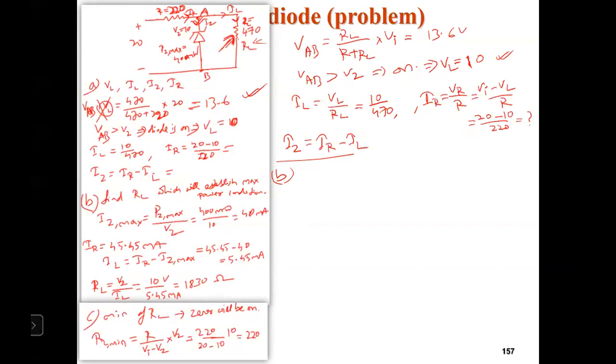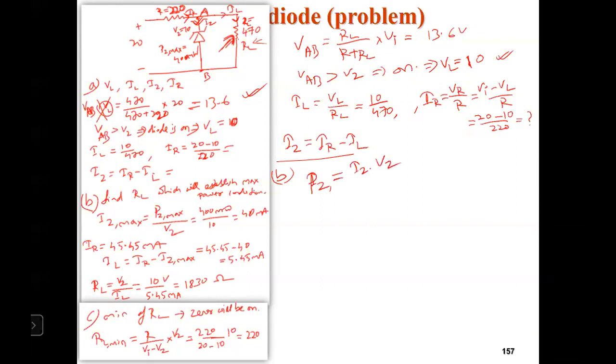So that I can find out like this. First I'll find out what the current through this Zener diode should be so that its power will be maximum. I know that PZ, the power across the Zener diode, is equal to IZ into VZ.